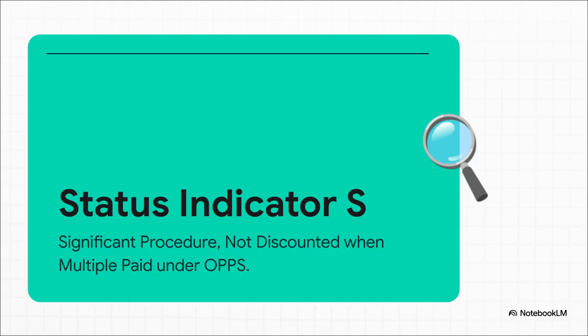S stands for a significant procedure that is not discounted. This is a great letter for a hospital to see on a claim. It means no matter how many S procedures you bill at once, the facility gets 100% of the payment rate for every single one of them. They never reduce the payment no matter how many you stack up.